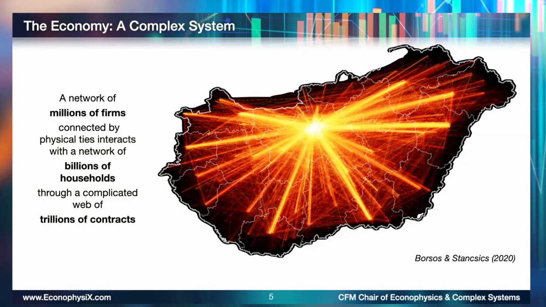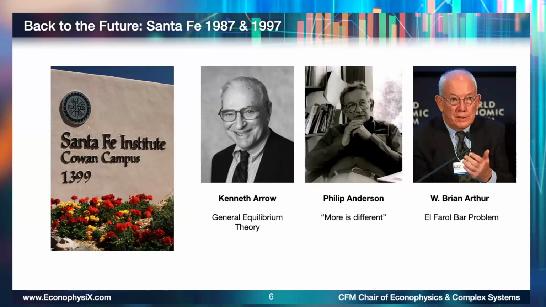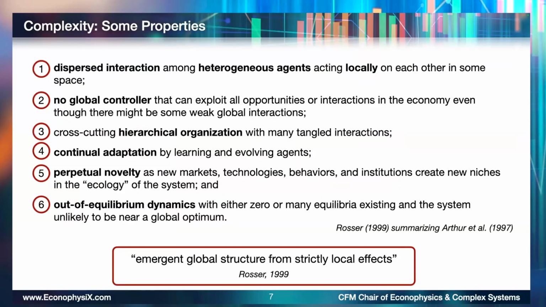Okay, so how do we model this type of complex system? To understand that, let's take a quick step backwards in time to Santa Fe in 1987 and 1997, where there were 2 auspicious conferences which brought together economists, for instance the likes of Kenneth Arrow, who's well known in general equilibrium theory, with physicists such as Phil Anderson, who's well known for his article "More is Different." The outcome of this, as summarized by Rotzer, is that they gave complex systems roughly 6 types of properties that you wish to capture when you're modeling.